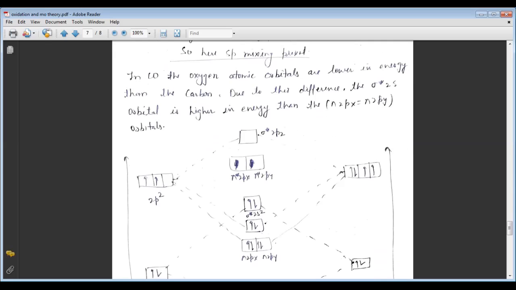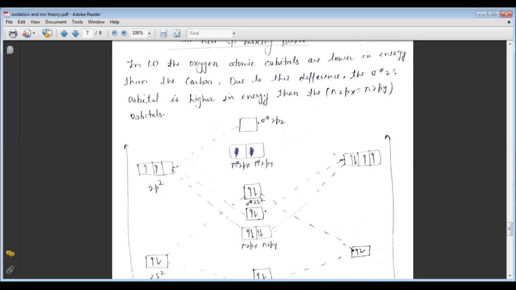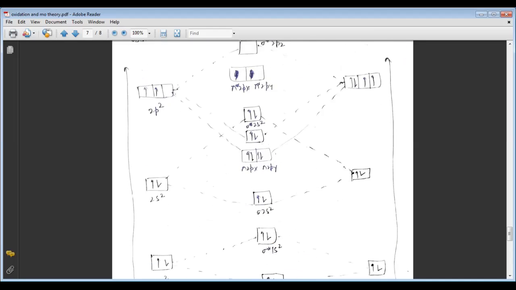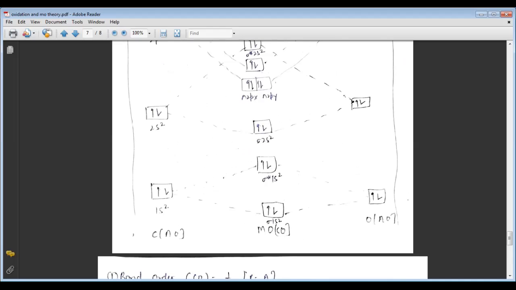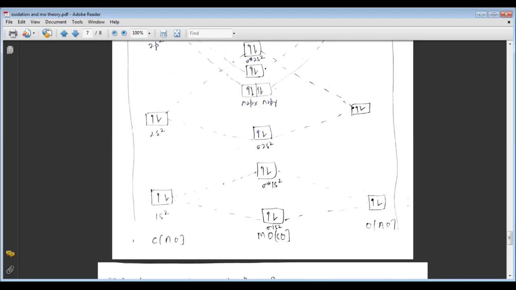Due to this difference, one more point is that the sigma star 2s orbital is higher in energy than the pi 2px and pi 2py orbitals. So these two points are important, and now we can arrange the molecular orbitals. Here is the C, the carbon atomic orbital, 1s2, 2s2, and 2p2, and here is the oxygen.